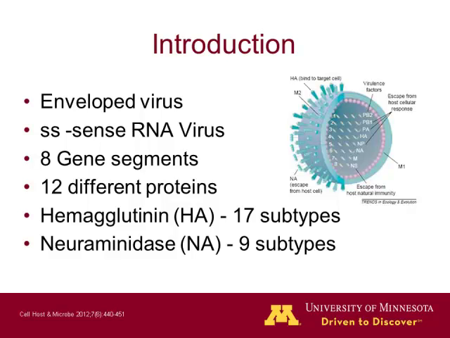So we know that influenza is an enveloped, single-stranded negative sense RNA virus, and very importantly, its genome is segmented in 8 different genes that translate up to 12 different proteins. From these proteins, there are 2 main antigenic proteins in the surface of the virus, the hemagglutinin and the neuraminidase, and we know that there are 17 and 9 different subtypes for each of them, which allow us to classify different viruses in different species.